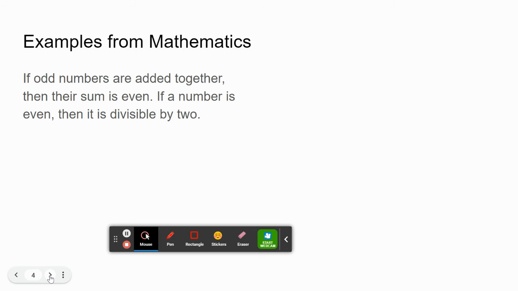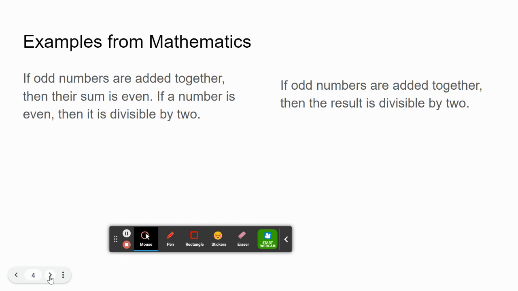If two odd numbers are added together, then their sum is even. If a number is even, then it is divisible by 2. So that's going to change into if two odd numbers are added together, then the result is divisible by 2.